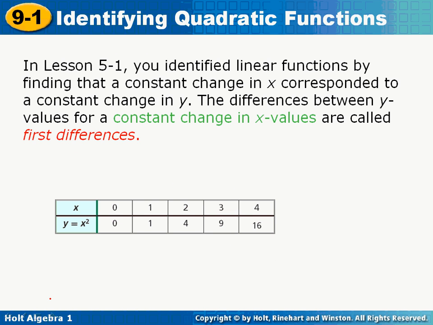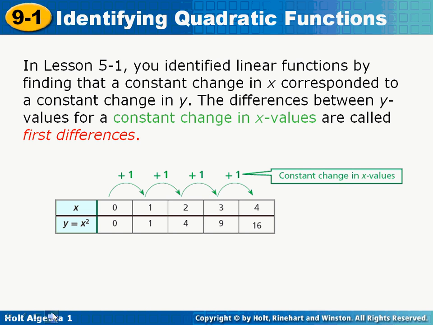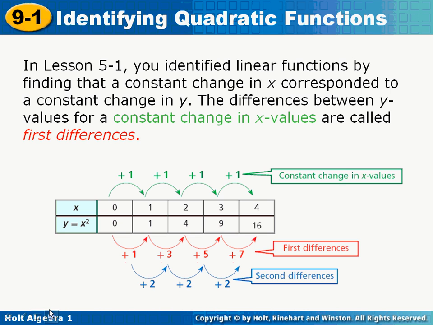Okay, in chapter 5, we had linear functions, and we said that if it had common differences, then that meant that it was linear. So this is what it looked like when we had common differences. There was a constant change in all the x values, and there was a constant change in the first differences for the y values. However, if you look at these, they do not have a common difference for the first differences, but if you do it again, they do have a common difference.